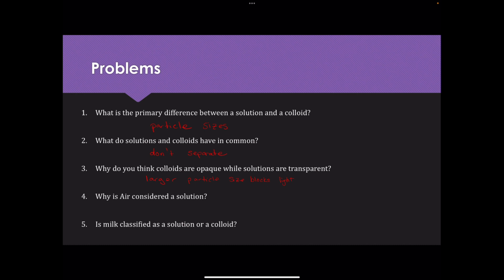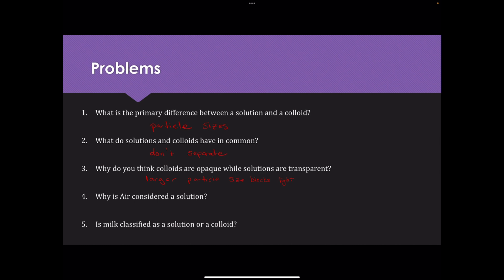So next we're asked, why is air considered a solution? A solution is not just a liquid mixture that we encounter in a laboratory. We've got all kinds of different types of solutions, and air is considered a solution. If you think about it, air is a mixture of gases. It's a homogeneous mixture of gases. We've got the same composition throughout that air.